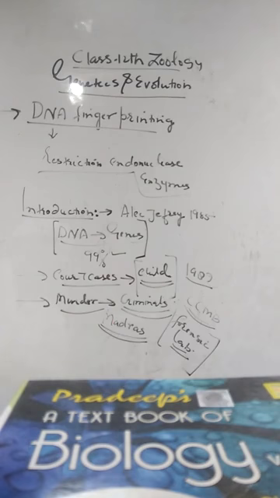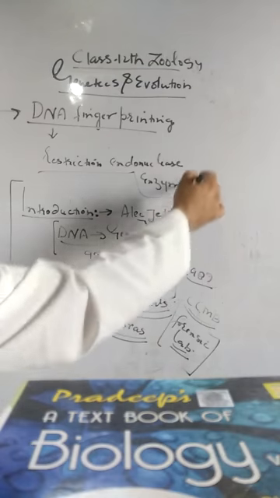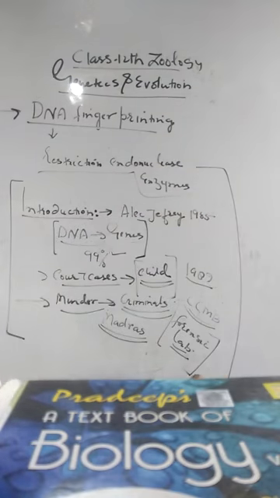This forensic science is very important these days to detect criminals or in case of a parental dispute. This is how DNA fingerprinting is very important in the solution of criminal cases.